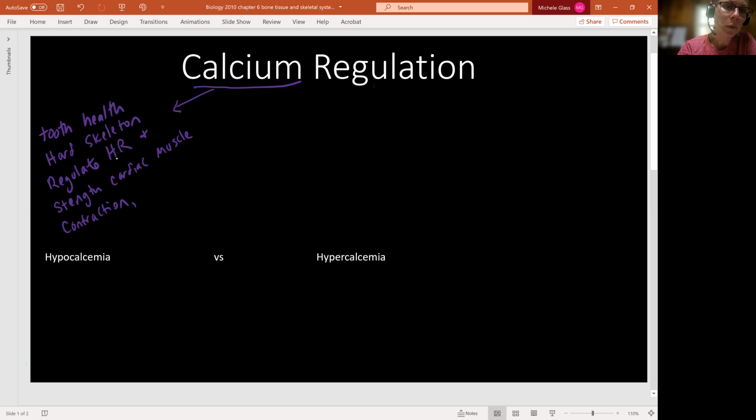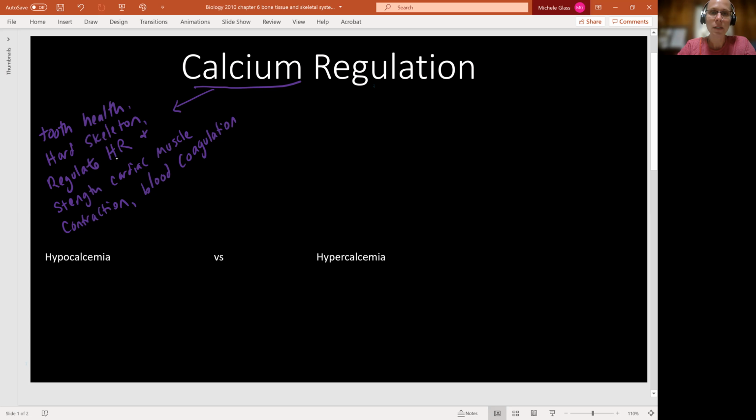Calcium is important in also blood coagulation. Coagulation is sort of like a fancy way of saying clumping. So this will be an important feature in our blood clotting process, which we'll learn more about in the future.